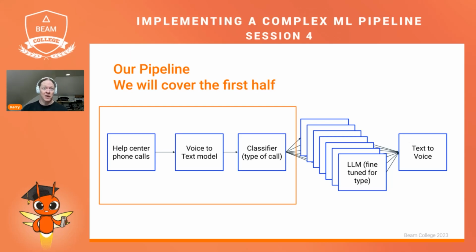Finally, the output of that LLM is text once again. And so we send that to another model to transform the text back into speech and save it as a WAV file. The idea being that that could then be returned to the customer. So today we're going to cover the initial input, the voice to text model, and the classifier.